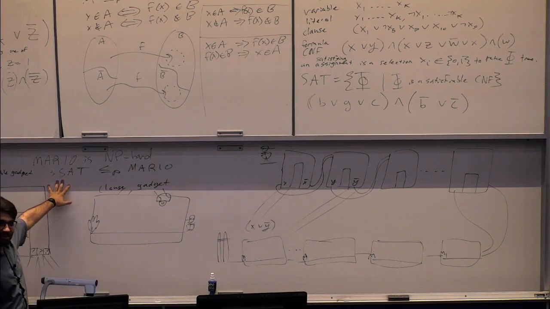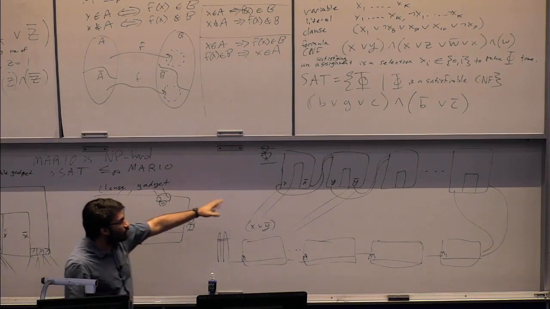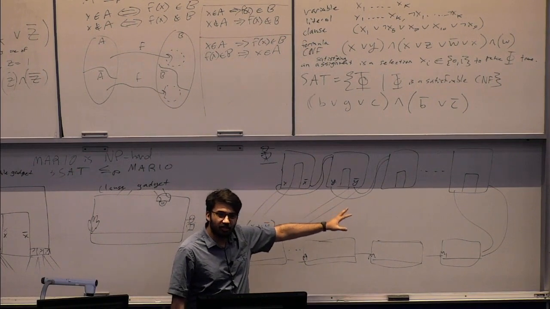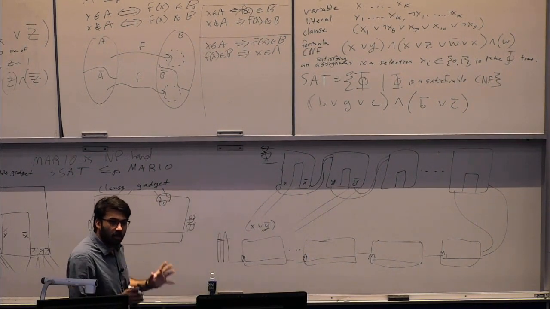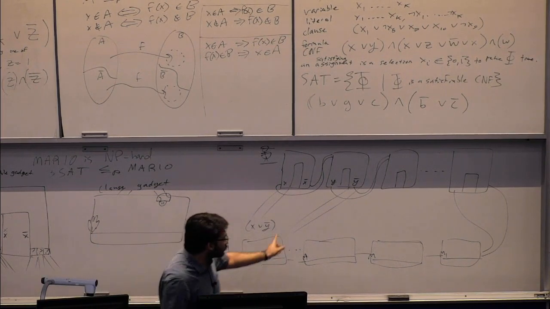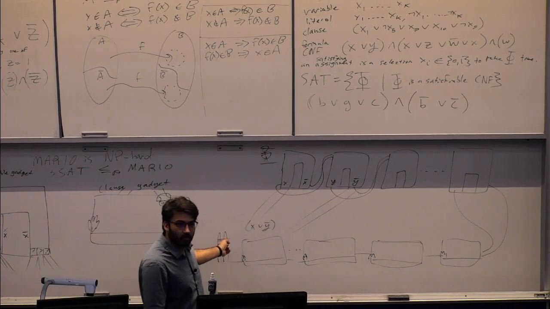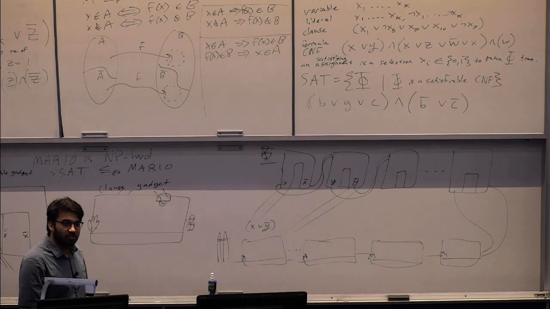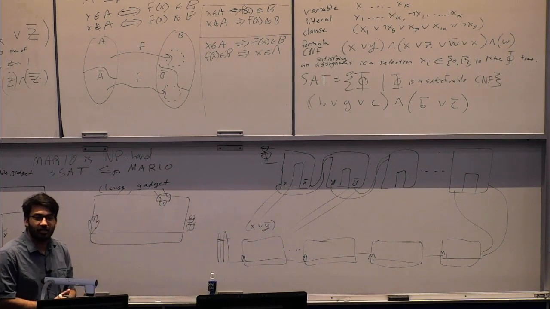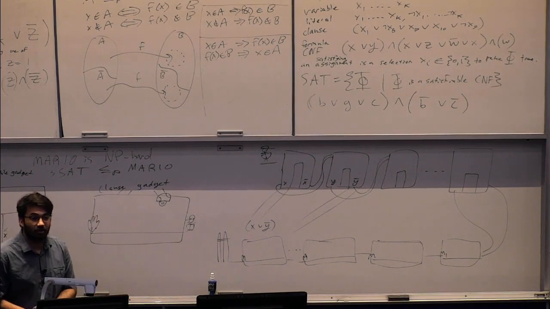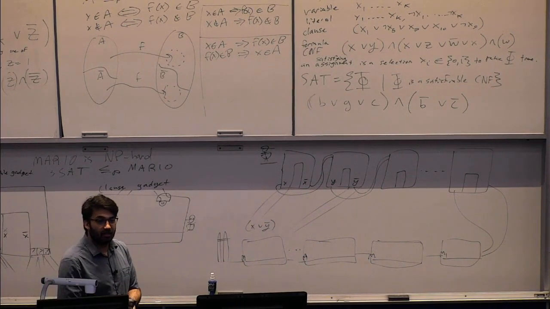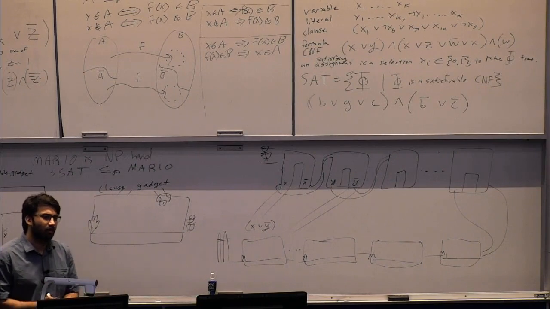If 3-SAT is unsatisfiable, then there is no assignment of buttons he could push to send mushrooms to the clause gadgets. Then 3-SAT being unsatisfiable means there's one clause which is unsatisfied. He will die in that room and never be able to reach the goal. So again, this is enough for us to show that Mario is NP-hard. Mario is probably not NP-complete. We can't figure out how to show it's in NP. We're not sure what the witness would look like. The problem isn't formulated well enough.